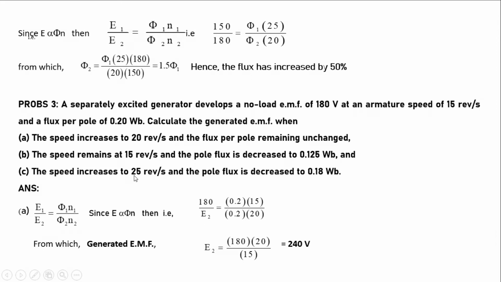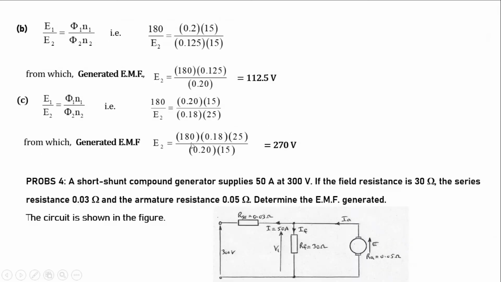Third case, speed is increasing from the initial position and flux is decreased to 0.18 Wb. So we have the formula: 180 by E2 is equal to 0.2 into 15 divided by, both are changing now, 0.18, flux is changed to 0.18 and speed is increased to 25 rps. So in this case we need to find out E2. So E2 will come as 270 volts.